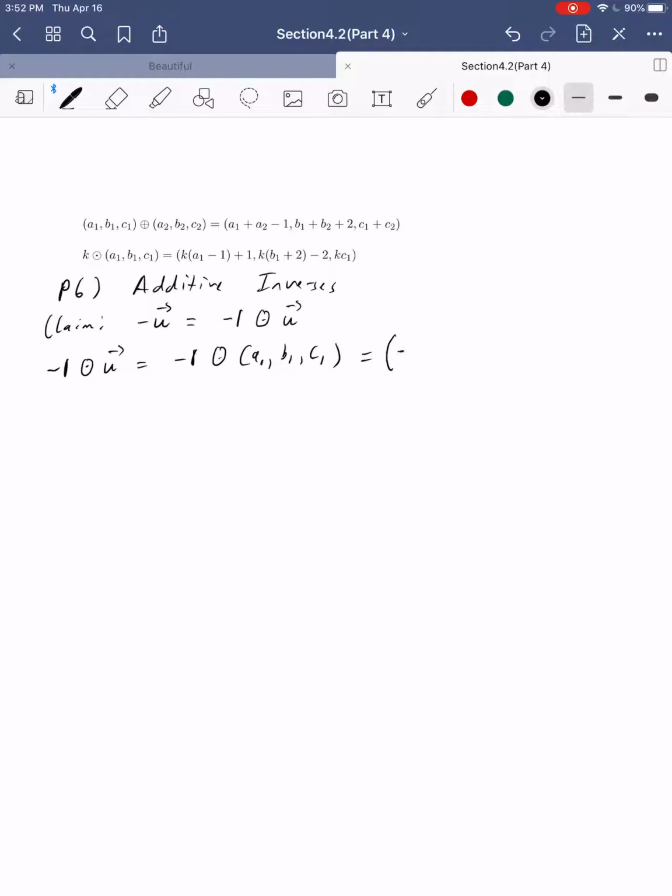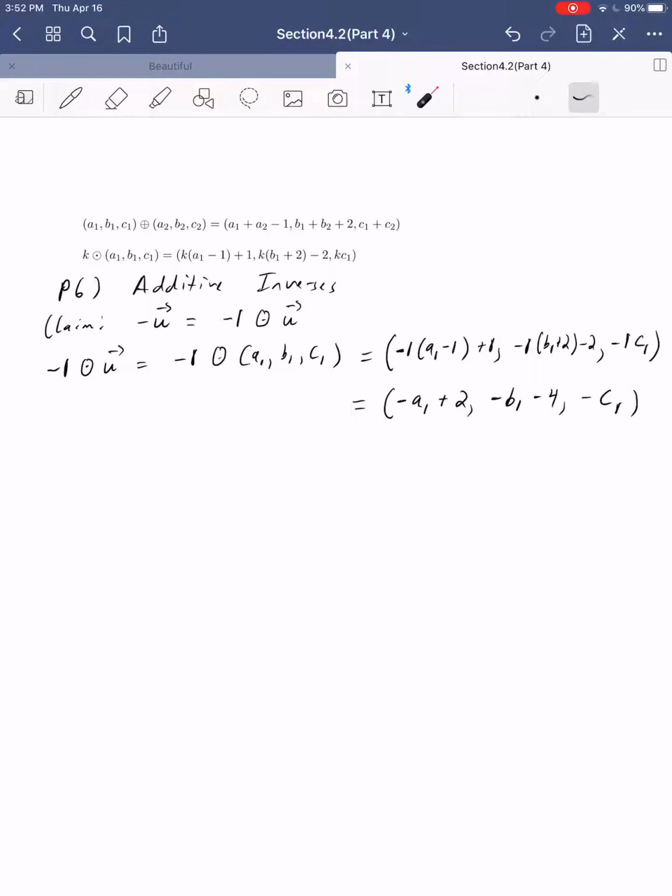That looks like it should come out as (-1)(a1) minus 1 plus 1, (-1)(b1) plus 2 minus 2, (-1)(c1). Let's simplify that a little bit. That looks like it should come out as -a1 plus 2, -b1 minus 4, -c1. So our claim is that the additive inverse of any vector (a1, b1, c1) is actually (-a1 plus 2, -b1 minus 4, -c1). Now we need to show this.